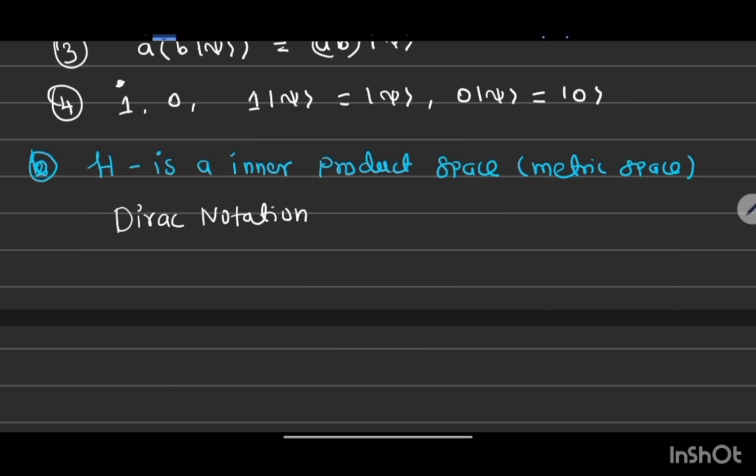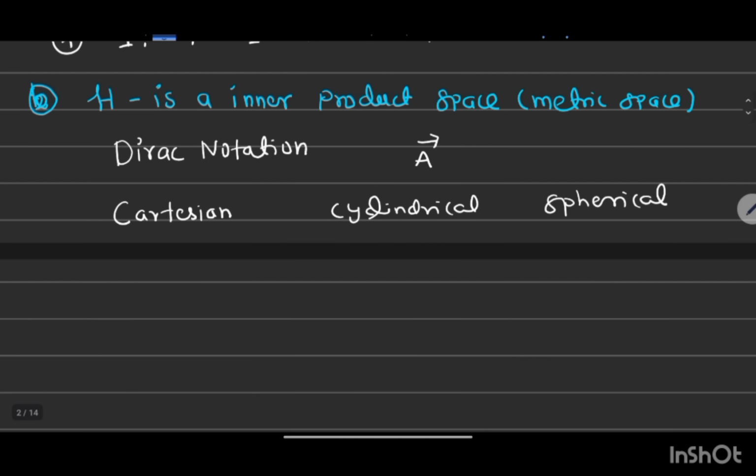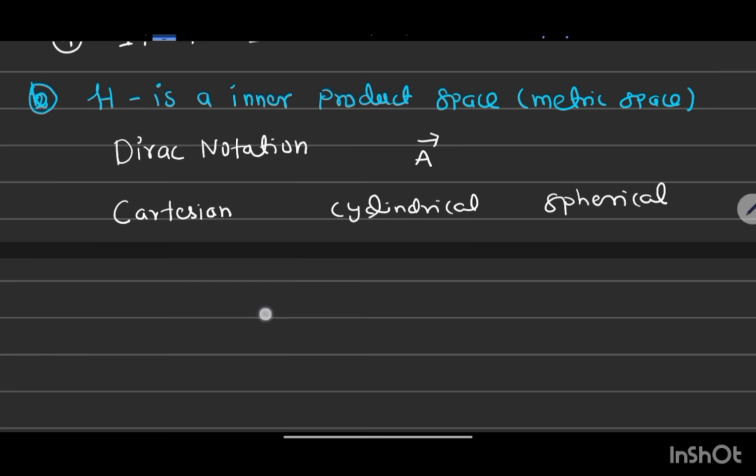We know a vector, let's say I am denoting it as A. This vector I can represent in Cartesian coordinate system, or I can use cylindrical coordinate system, or I can use spherical polar coordinate system. Whatever coordinate system you use, the idea of vector or the norm of this vector or its length is not going to change. Length is independent of coordinate representation, or the idea of vector is independent of coordinate system.